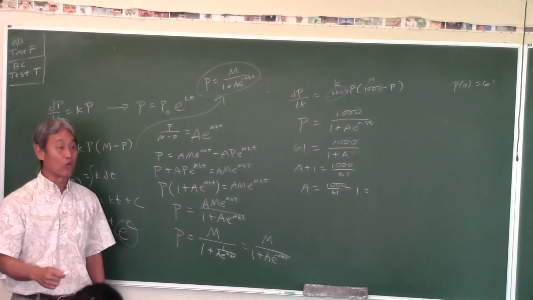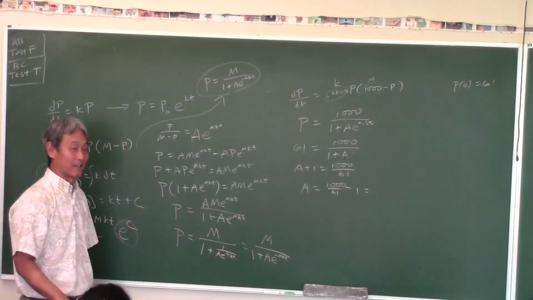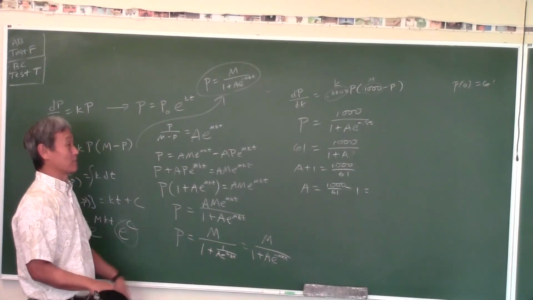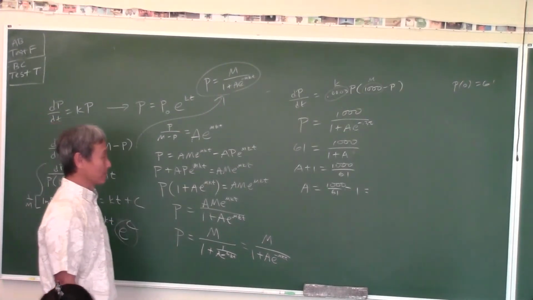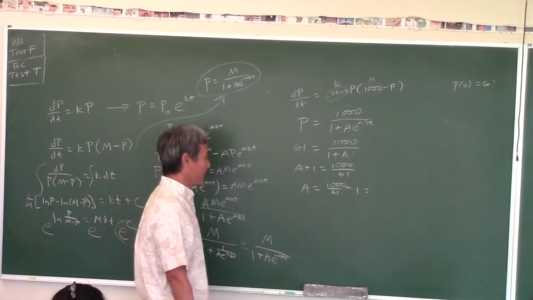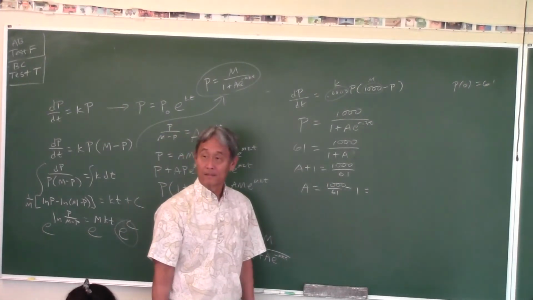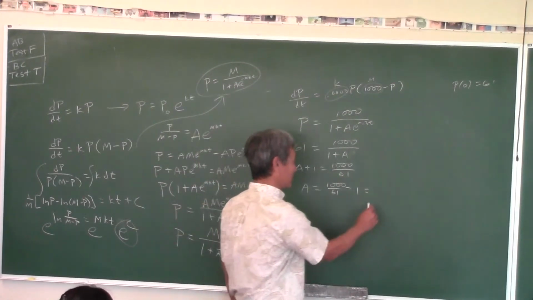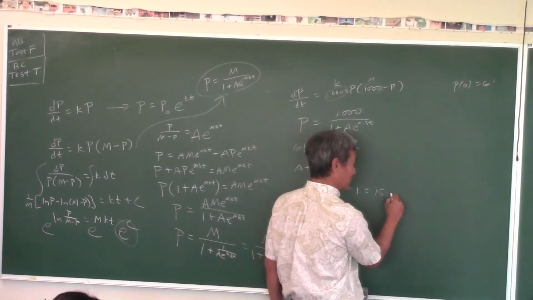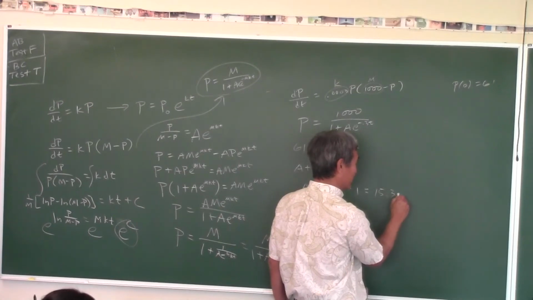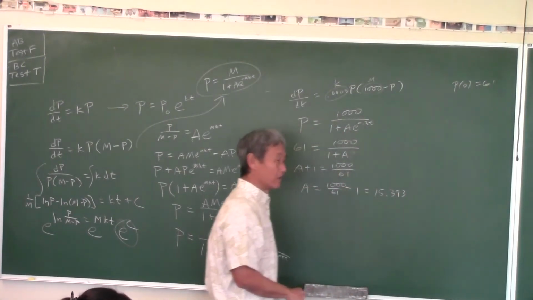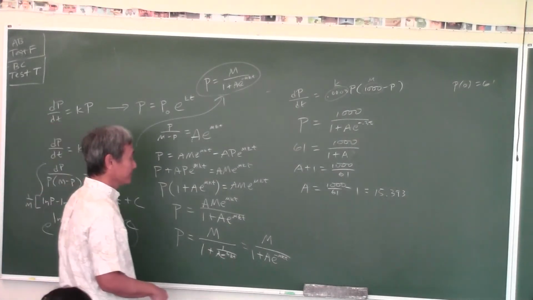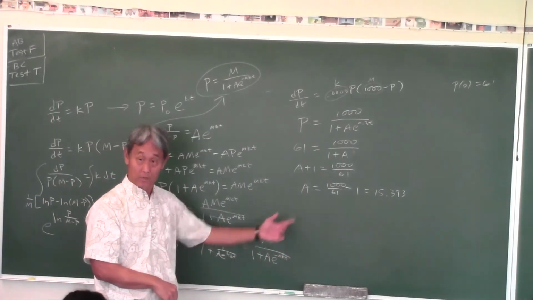Those of you who don't have a book, you better be reaching for your calculator now. It's 15 point something. Is it 15.39? 15.393. Okay, there you go. You've got to give 3 decimal place accuracy. So is this correct? Yeah.